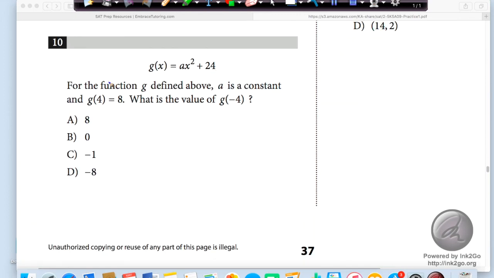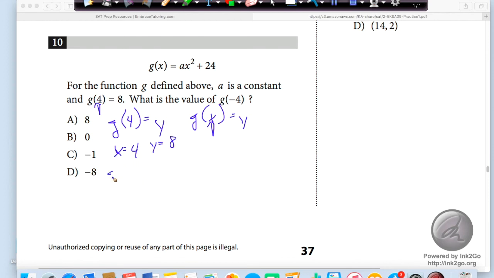Question 10. So question 10 is asking me, it says for the function g defined above, a is a constant and g of 4 equals 8. Well, whenever I see g of something equals something, that's actually referring to y. And the value that's inside of here, like say for instance I have g of x, that g of x is something equals y. Now that value that's inside of here is the actual x value. So this is going to be x equals 4. Let's just simplify it. X equals 4 when y equals 8, or y equals 8 when x equals 4.